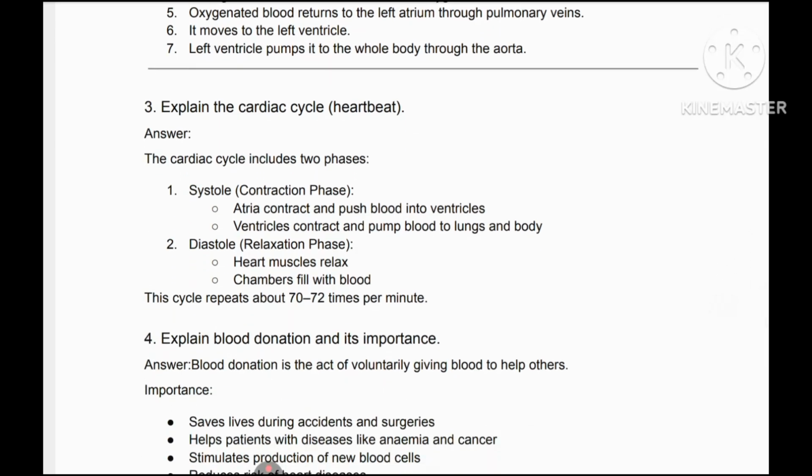Explain the cardiac cycle, that is heartbeat. The cardiac cycle includes two phases: systole, that is contraction phase, and diastole, that is relaxation phase. Systole: atria contract and push blood into ventricles. Ventricles contract and pump blood to lungs and body. Diastole: heart muscles relax, chambers fill with blood. This cycle repeats about 70 to 72 times per minute.